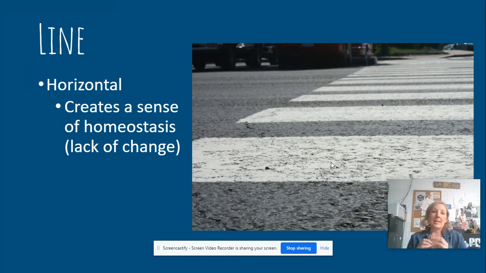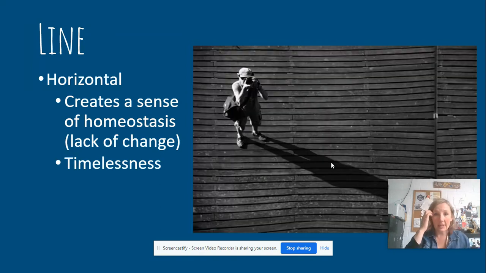Horizontal lines create a sense of homeostasis, like lack of change. Think of when you're lying down in a bed, you're horizontal, you're resting, you're not moving very much, things are not happening. And that is kind of the way that horizontal lines subconsciously make us feel when we look at them. There's also a sense of timelessness to them, especially if they extend beyond the edges of your picture plane.